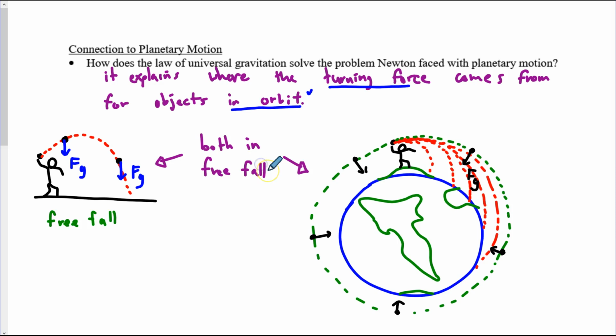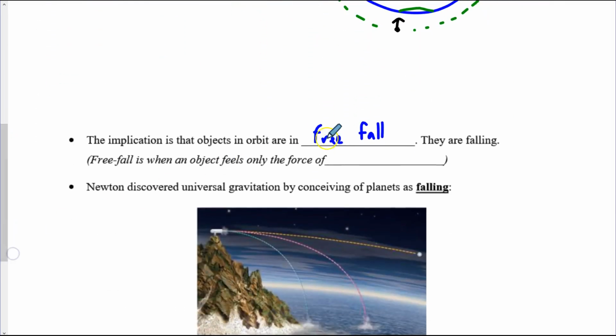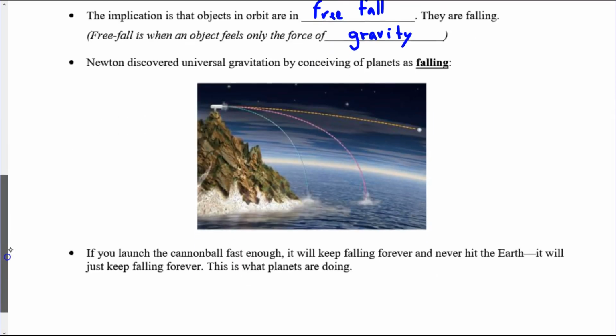They are both falling. Let's write that down in our notes. Objects in orbit are in free fall. That's where they only feel the force of gravity. And here's a picture summarizing that as well.